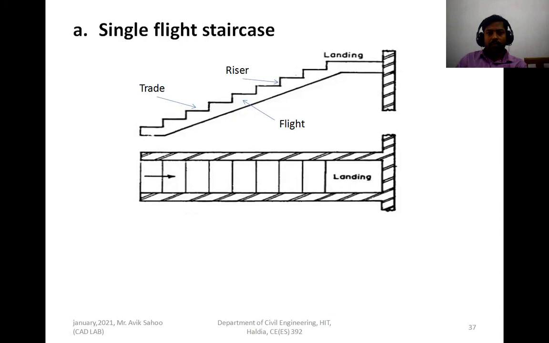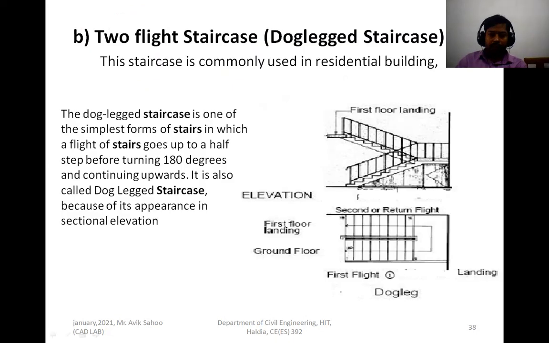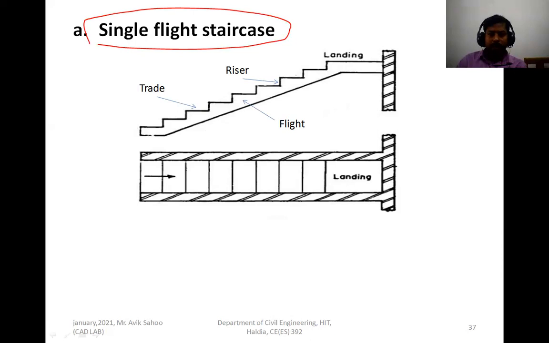So this one is a single flight staircase, because this type of staircase has one flight, and you see that the steps are raised on flight. Step is supported on flight, and again this flight meets the landing. This one is the landing portion, and you know that a step has two parts.